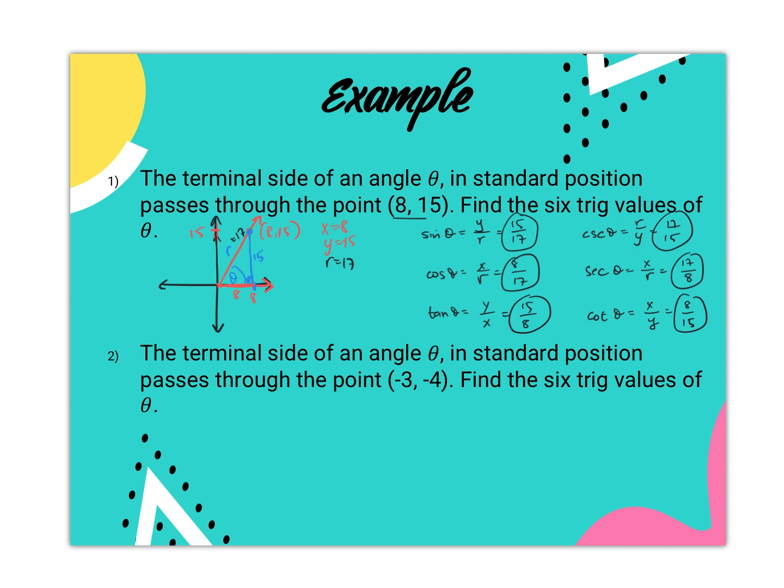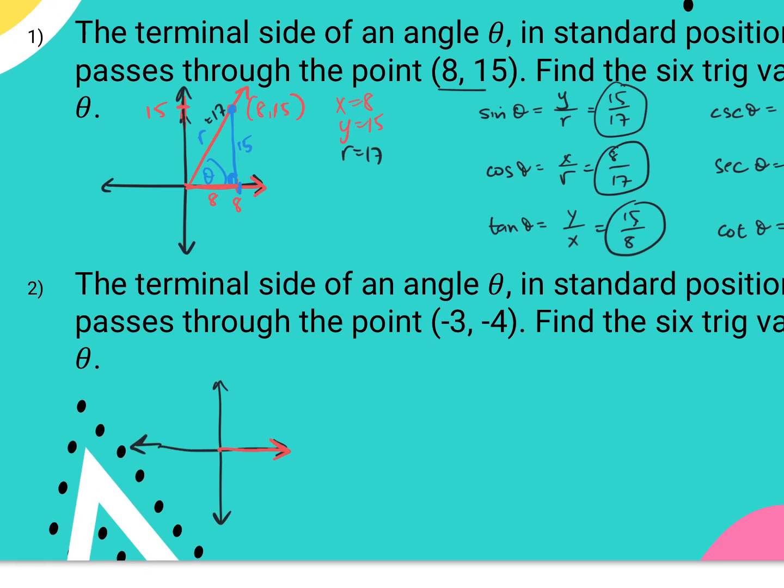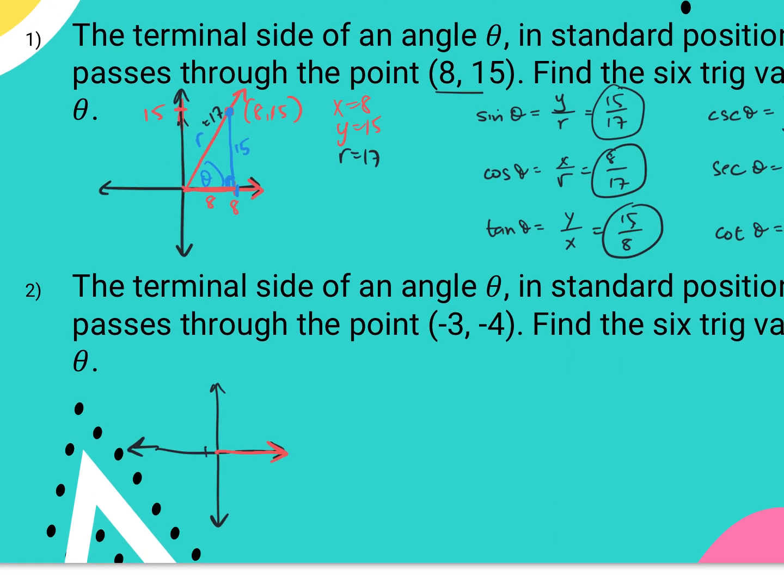Again, we go to the second one. It says the terminal side of angle theta. It's a lot of words, but you see they all ask the same thing. In standard position, my angle starts here, and it passes through the point (-3, -4). So let's identify where that might be. -3, then down 2, 3, 4. So (-3, -4) is here. Okay, so I know I'm going that way. And yes, theta is this angle right here. It's that whole thing, right?